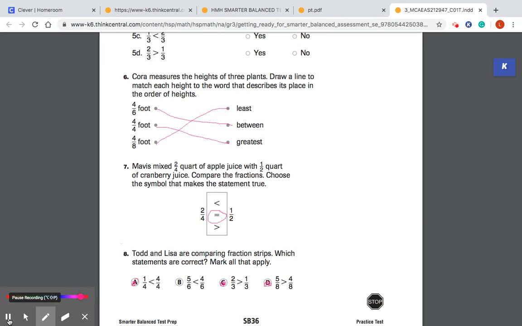Number 7, Mavis mixed 2/4 cup of apple juice with 1/2 quart of cranberry juice. Comparing these fractions, they're not the same denominators and they're not the same numerators, but I do know that 2/4 is the same as 1/2. If you didn't, draw that picture.